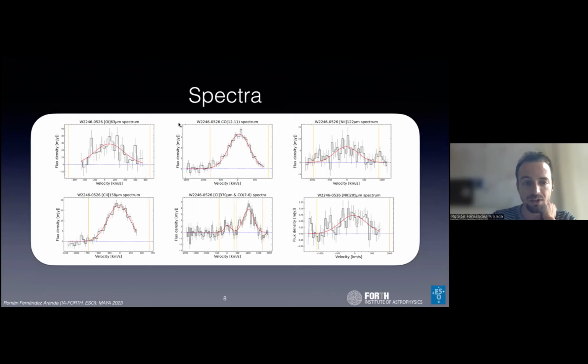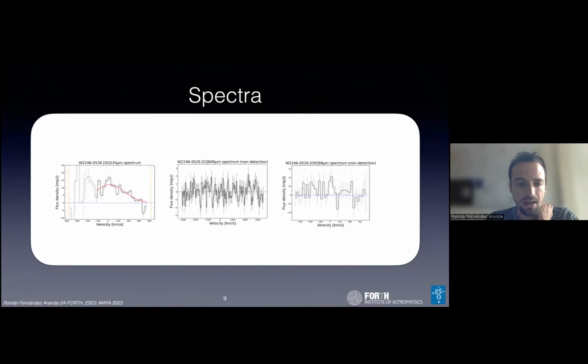Also, I'm not going to go into details, but this is how all the spectra look for each of the lines. Some of them are very well detected and some are more noisy. I'm going to mention that for the oxygen 145, we had a very bright atmospheric line very close to the line, but we are still confident about the detection, as I was also showing before in the moment zero map. And again, the non-detections of neutral carbon 609 and oxygen 3 lines.